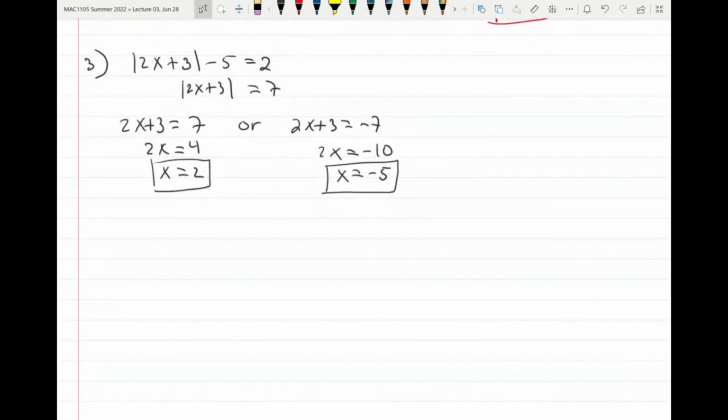And, well, let me not be too quick in boxing stuff. So let's check. If I put x equals 2 here, we're going to get 4, that's a 7. 7 minus 5, that's 2. Very good. So x equals 2 works. How about negative 5? If I put a negative 5 here, we're going to have negative 10. Negative 10 plus 3, that's negative 7. Absolute value, that's positive 7. 7 minus 5, that's 2. So that's good.